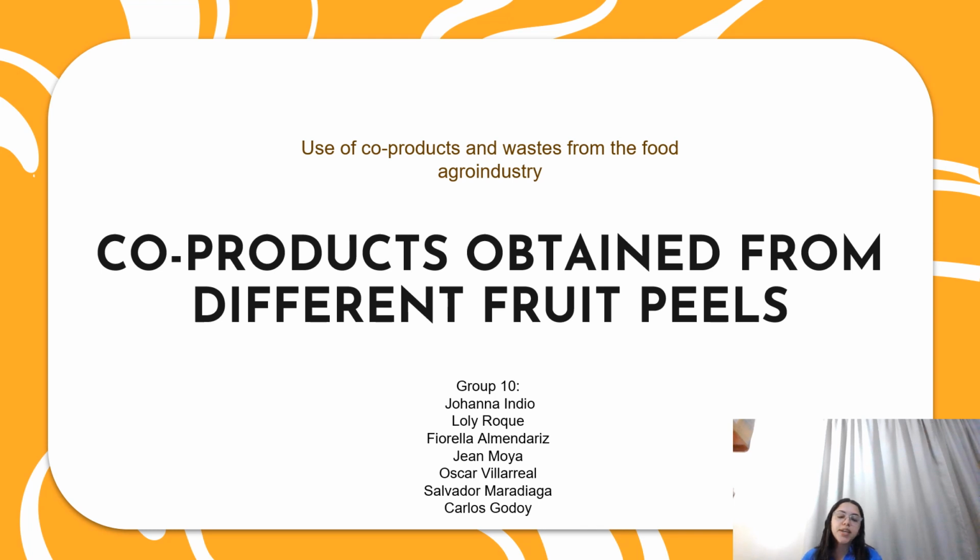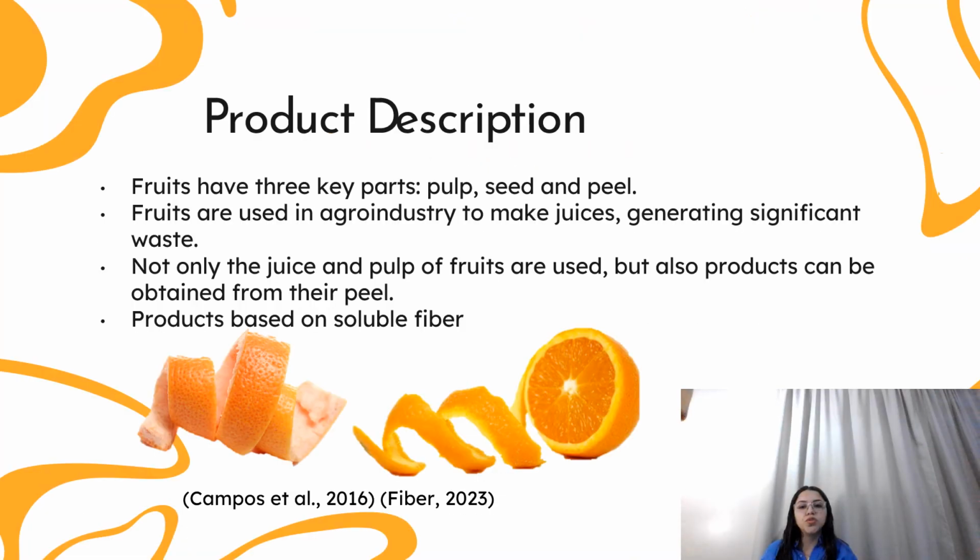Hello, we are Group 10 and this video is about the use of co-products and waste from the food industry, and we are going to focus on co-products obtained from different fruit peels. Fruits are low-calorie foods composed mostly of water and have three main parts: pulp, seed, and peel.